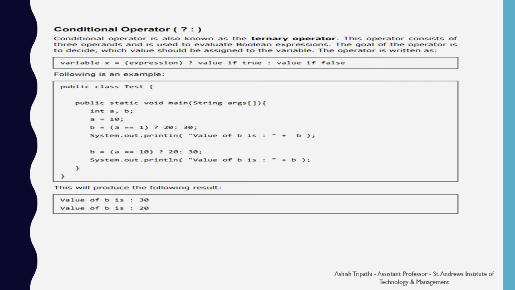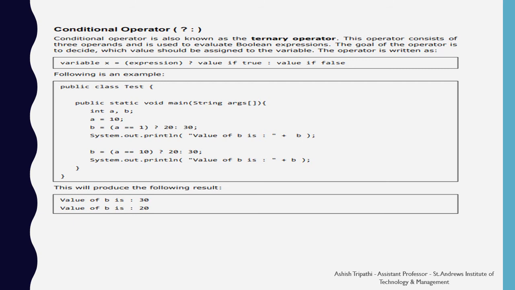As you know that the value of A is 10, so A is not equal to 1, hence the value 30 is assigned to B. And in the next statement we are printing the value of B, so the value of B is 30. In the next assignment we are seeing that A is equalized with 10 value. This is a true condition, hence the value of B becomes 20 now. So the other print statement will be the value of B is 20.